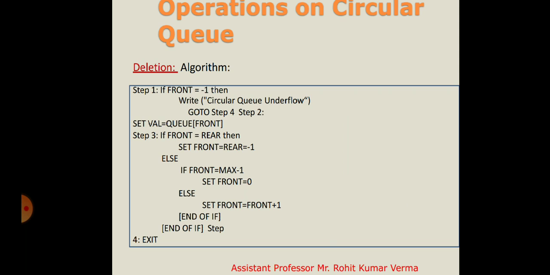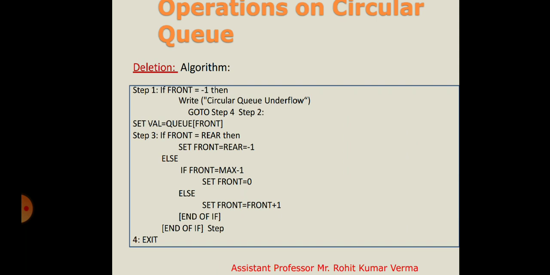Now we are covering deletion operation in circular queue. So in case of deletion, first of all you have to check whether the queue is underflow or not. So what is underflow? Suppose there is no element inside the queue and you are trying to delete an element from the queue. Then it will give underflow condition. Then suppose there is no underflow condition.